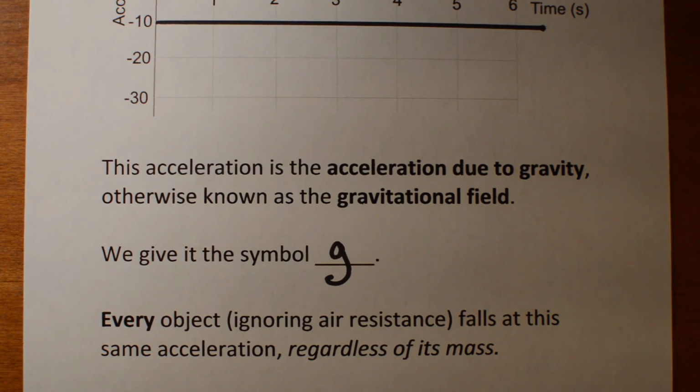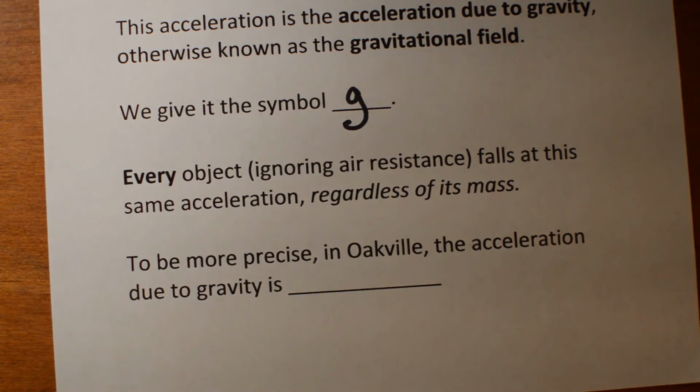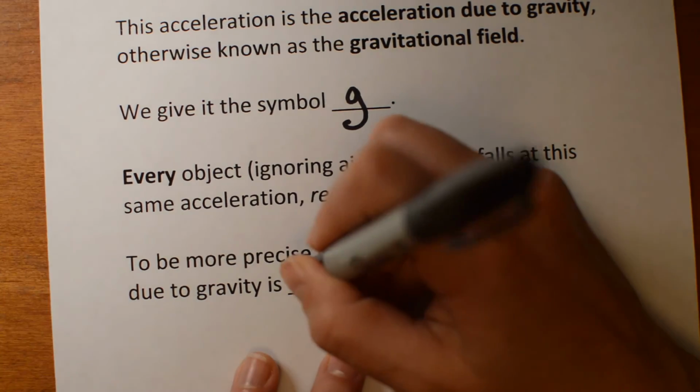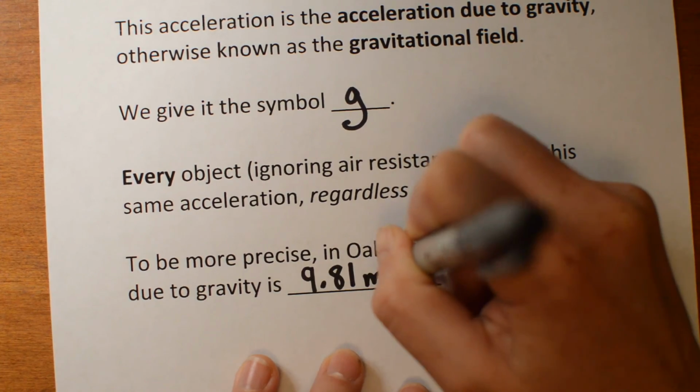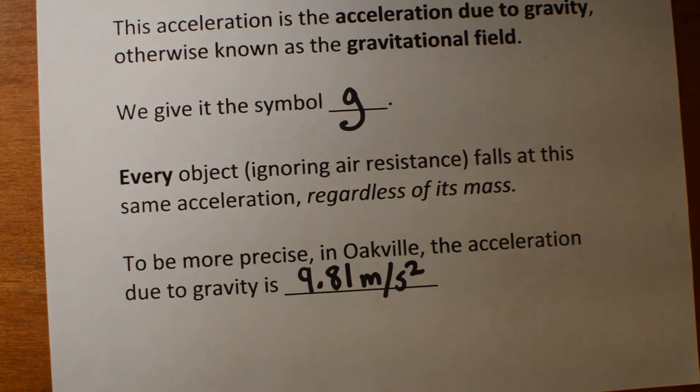It doesn't matter what the mass of your object is. It will still accelerate down at around this 10 meters per second squared down, or negative 10 meters per second squared. G has a value more precisely in Oakville, so it's actually not exactly 10. It's actually more precisely 9.81 meters per second squared in Oakville, and g actually has slightly different values at different points in the Earth.